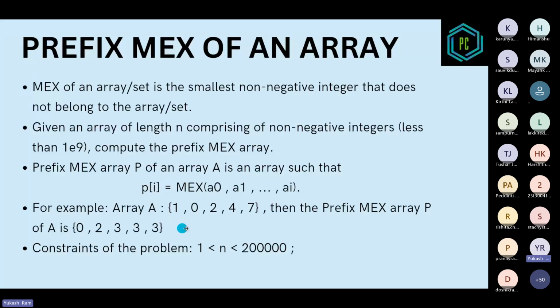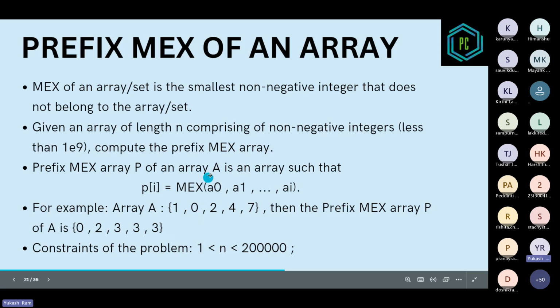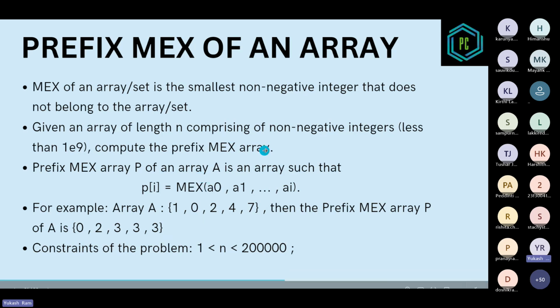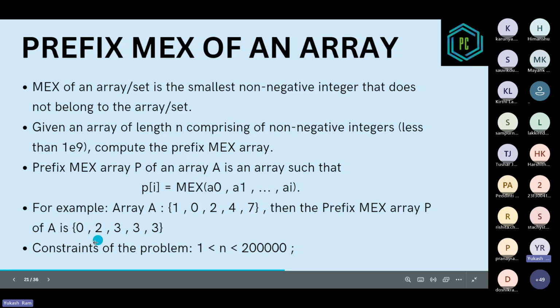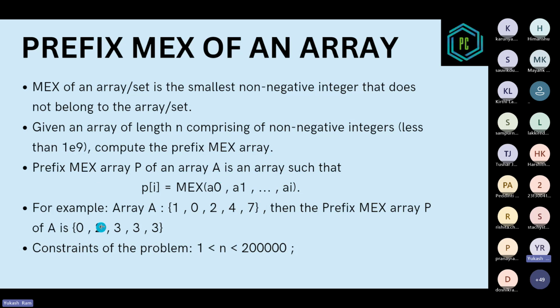Then you go to the next element. You see 0. Now you remove 0 from the set. Now, whatever is the minimum of the remaining elements, that will be the mex. So you had initially 0, 1, 2, 3, 4, 5. You removed 1 and 0. Now the minimum will be 2. Similarly, for the next part, you remove 2, the minimum will be 3. Then you remove 4, 7, still the minimum will be 3.